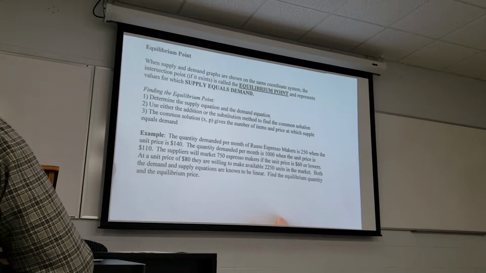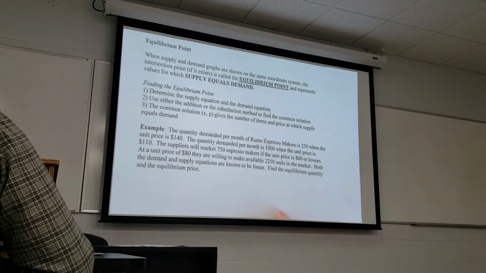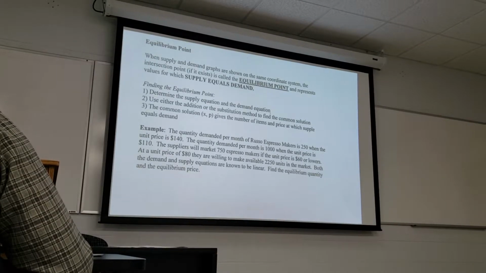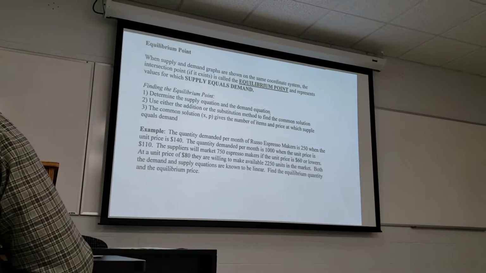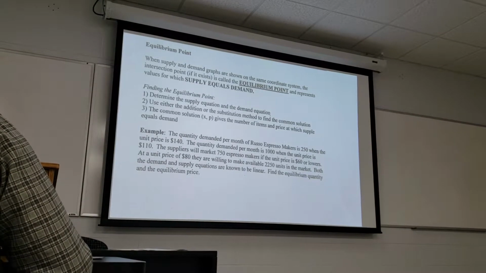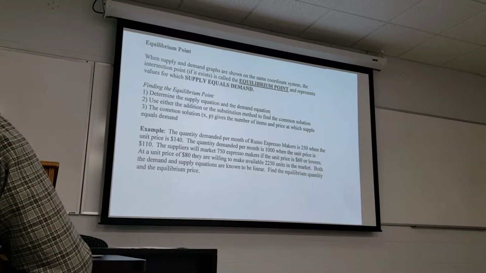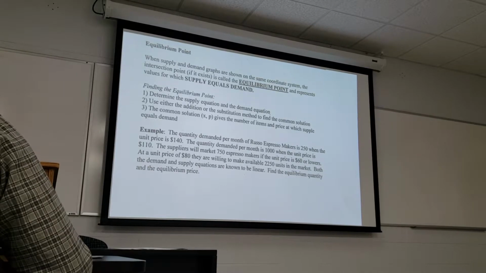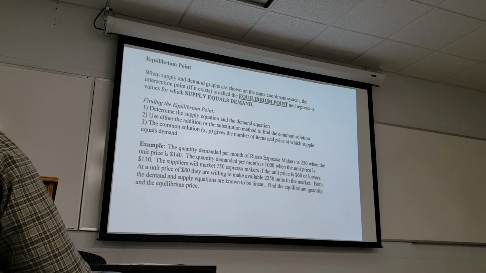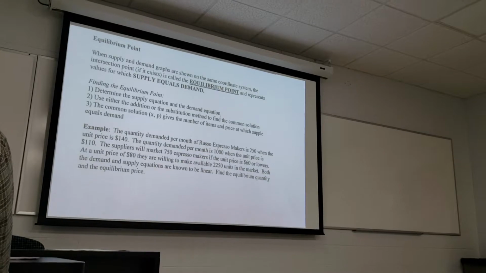So it says, when supply and demand graphs are shown on the same coordinate system, that just means in the same graph, the intersection point, if it exists, is called the equilibrium point and represents values for which supply equals demand. And when the supply equals demand, all that means is you don't have a deficit and you don't have a surplus. You don't want a surplus and you don't want a deficit.